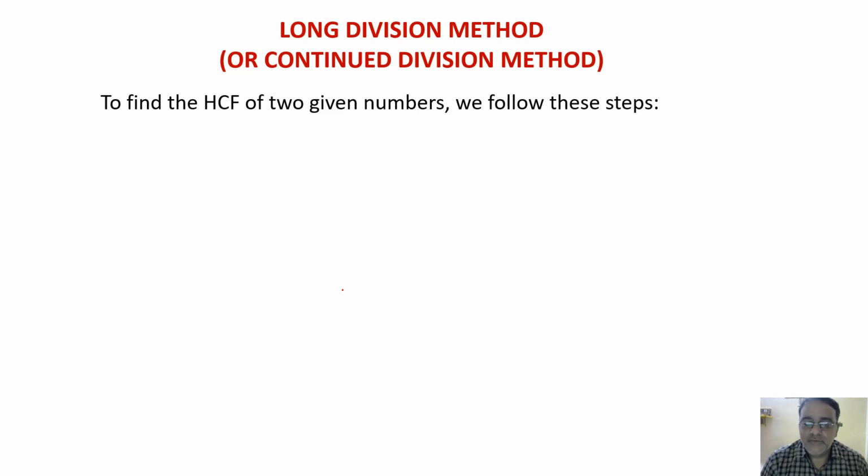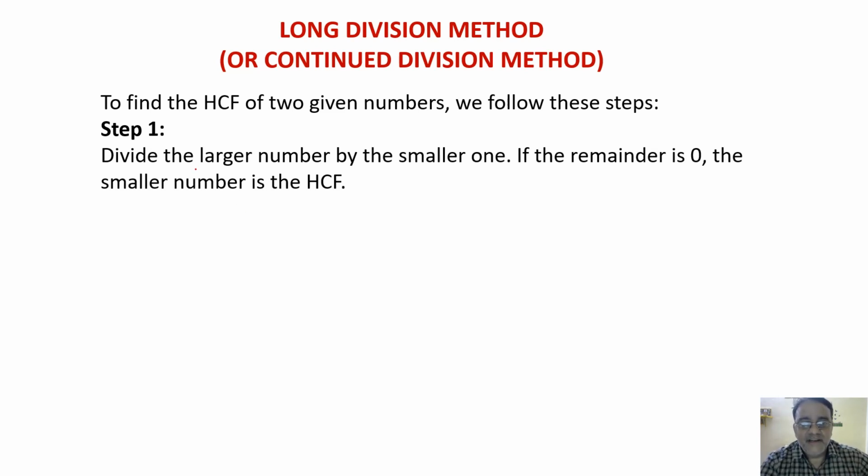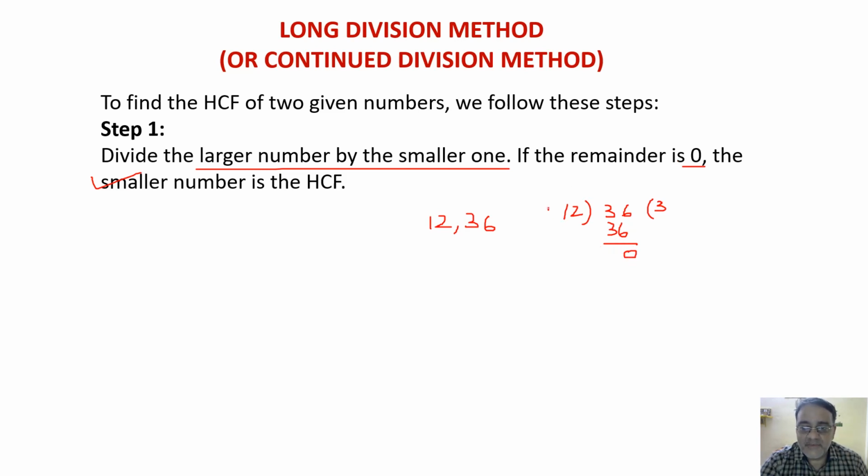Then we divide the larger number by smaller number. That is step number 1. I will give one example also. Don't worry. If the remainder is 0, then the smaller number is the HCF. Just for example, suppose we are finding the HCF of 12 and 36. Which is the larger number here? 36. So divide the larger number by the smaller number. 12 3s are 36. So we are getting remainder 0. So if we are getting remainder 0, the smaller number is the required HCF, that is 12.